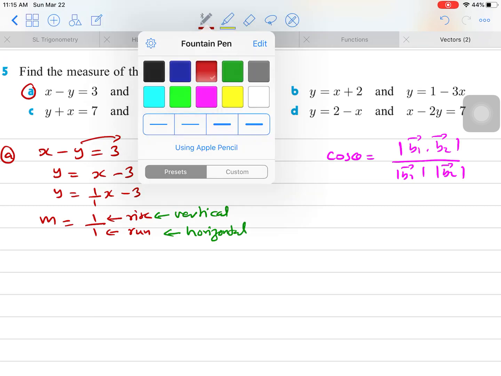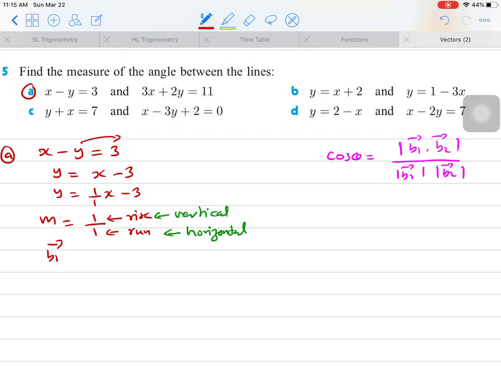Now using this, I find the direction vector of the first line, the direction vector b1. A vector is always horizontal first and then vertical. So b1 vector would be horizontal, which is run, which is 1, and vertical, which is rise, which is 1. So that's my b1 vector. I found my b1 vector.